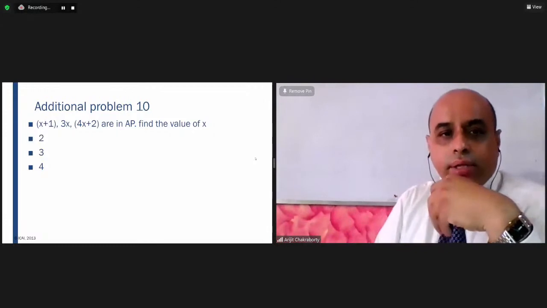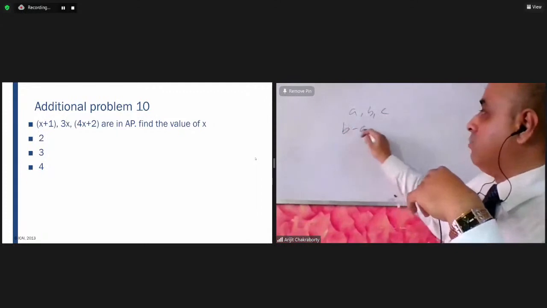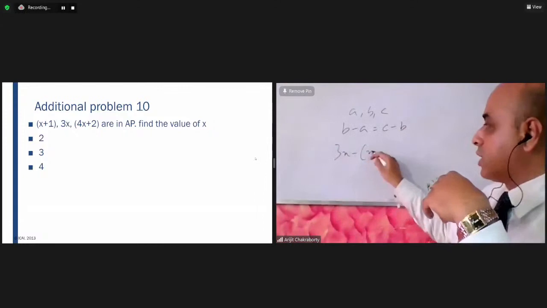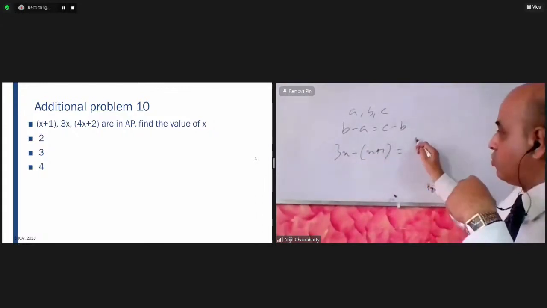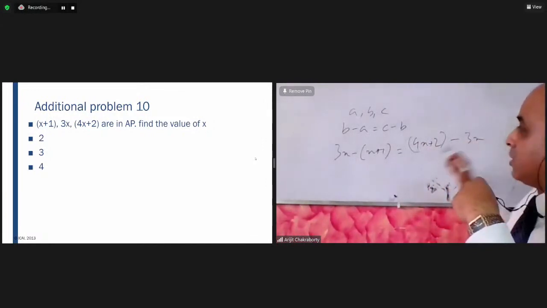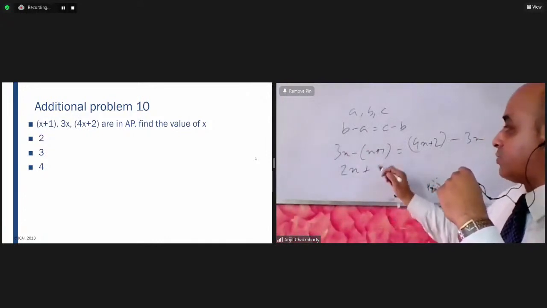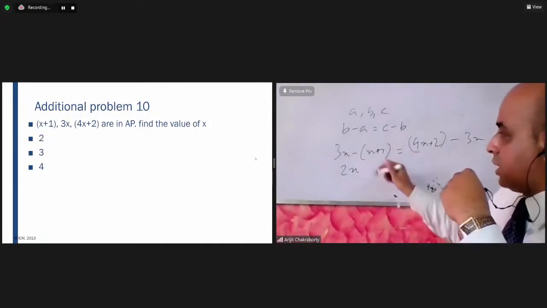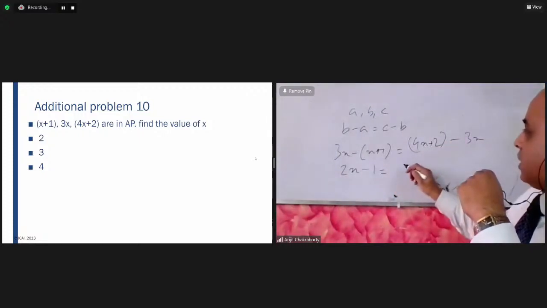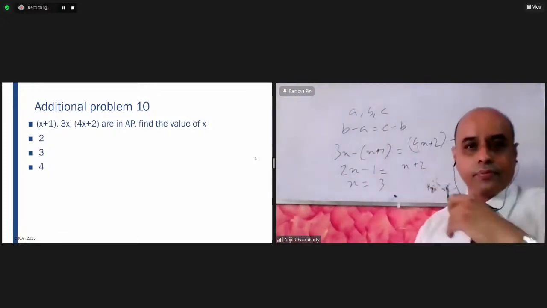If they are in AP, very simple, we know three numbers A, B, C are in AP. That means B minus A should be equal to C minus B. So here 3x minus (x plus 1) should be equal to (4x plus 2) minus 3x. Let us see what we get. 3x minus x is 2x, and this becomes minus 1. Be careful about the sign. 2x minus 1 is equal to 4x minus 3x, that is x plus 2. So therefore x is equal to 3. X is 3.